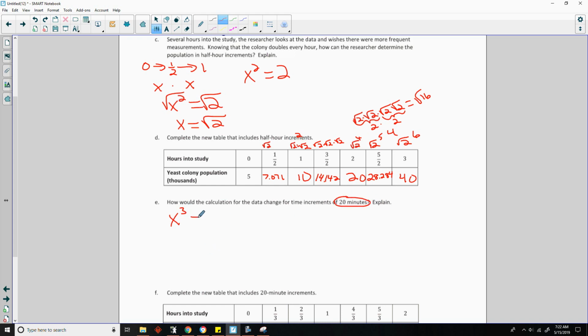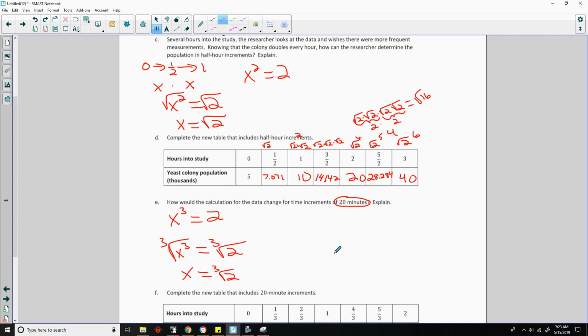So now I'd have x cubed equals 2, which is doubling. And then if I solve this, I take the cube root of x cubed. I want to solve for x. So if I take the cube root of x cubed equals the cube root of 2, the cube root of x cubed, they cancel each other out, and I'm just left with x equals the cube root of 2.